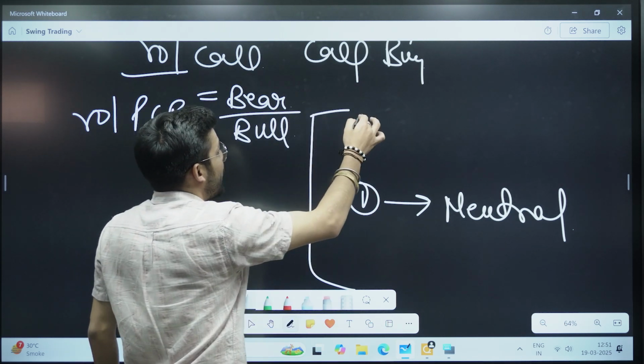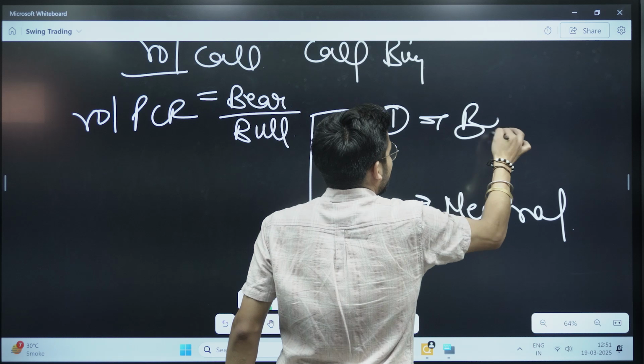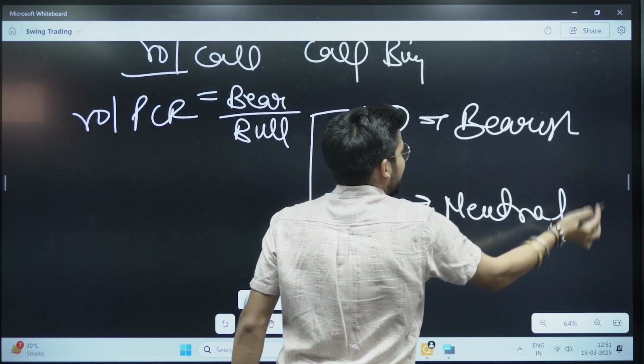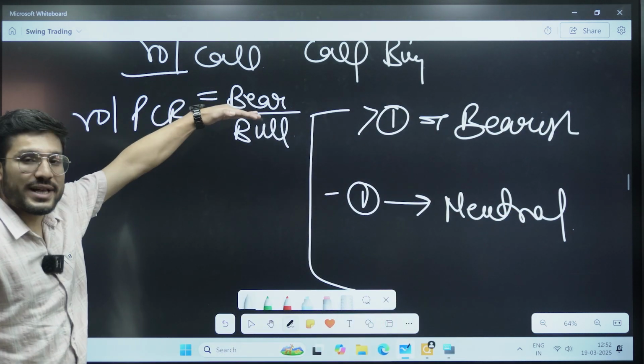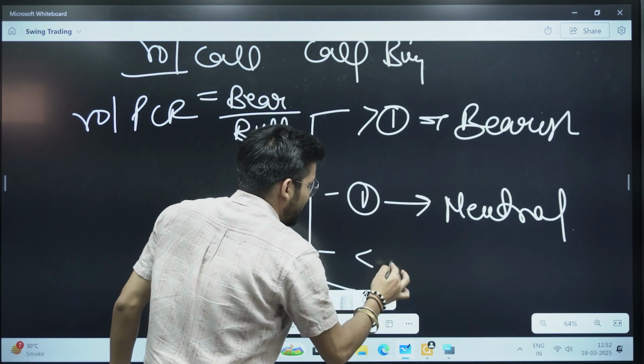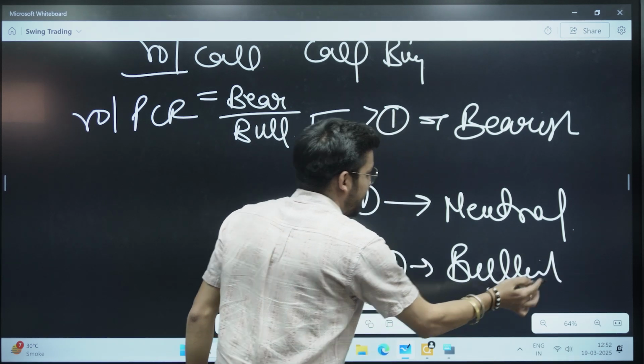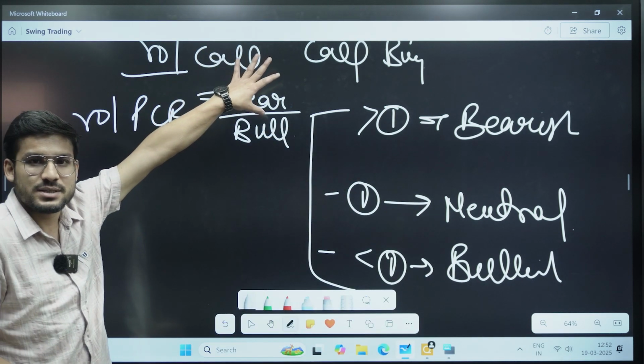If the ratio is greater than 1, it will show you the bearish sentiment in the market, because now the bears are way more than the bulls, and that is why the ratio is greater than 1. Okay, if the ratio is less than 1, it will show you the bullish sentiment in the market, because at that time the bulls will be greater than the bears, right?